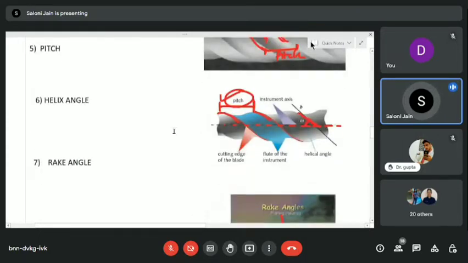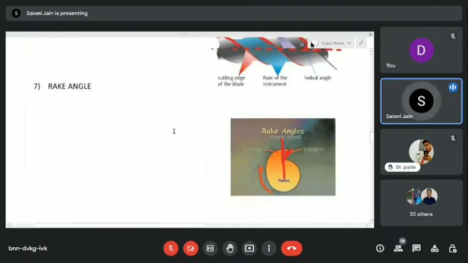Helical angle is the angle formed between the long axis of the file and the cutting edge. And in this particular sectioning of the file, it is the angle formed by the radius and the cutting edge of the file.